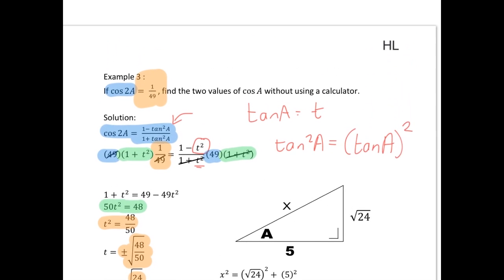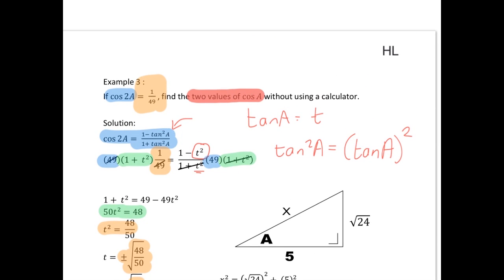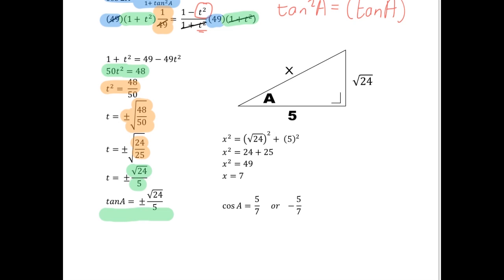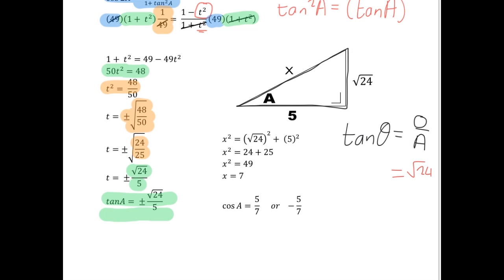So if we go back up to our question here, we were asked to work out the two values of cos a without using a calculator. So if we go back now, we have our value for tan a, which is here. Now we just need to work out what cos a is. So what we're going to need to do is to draw a right angle triangle, which I have up here. We know that tan of any angle, call it theta, is equal to our opposite over our adjacent. So in this case, our opposite is square root 24, which is here, and our adjacent is 5, so that goes here.